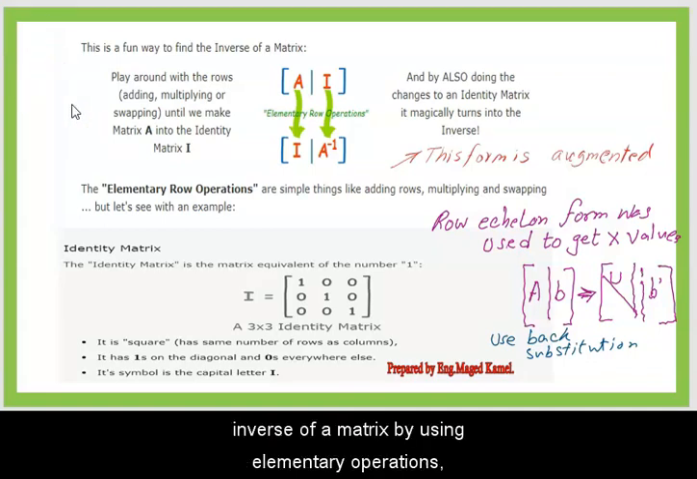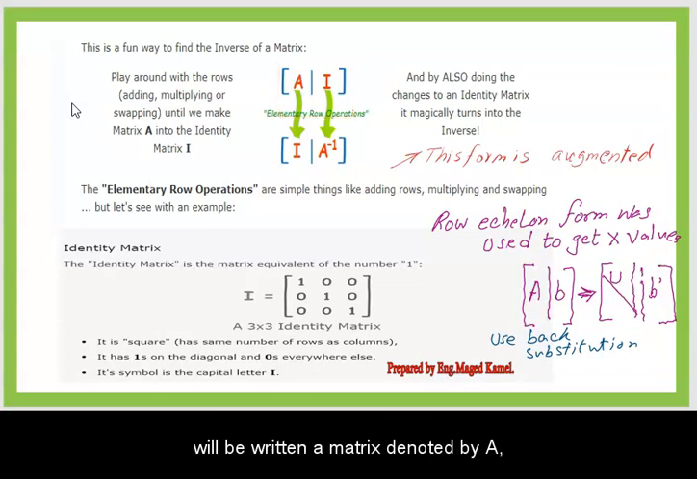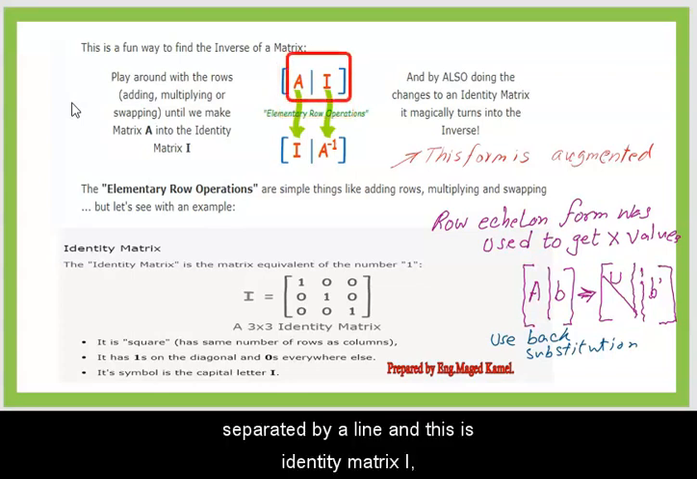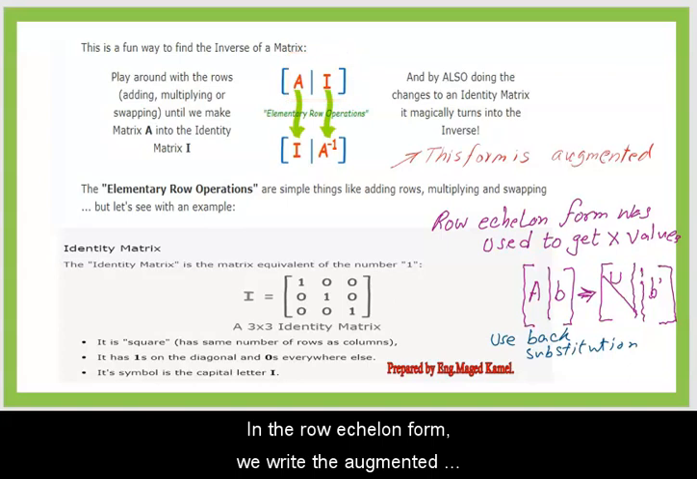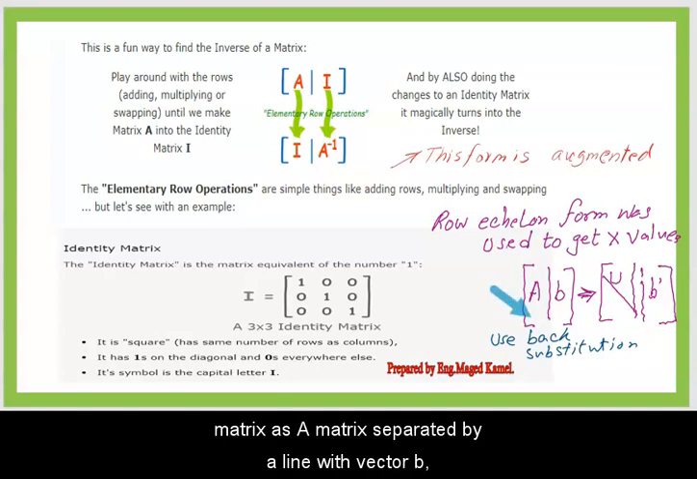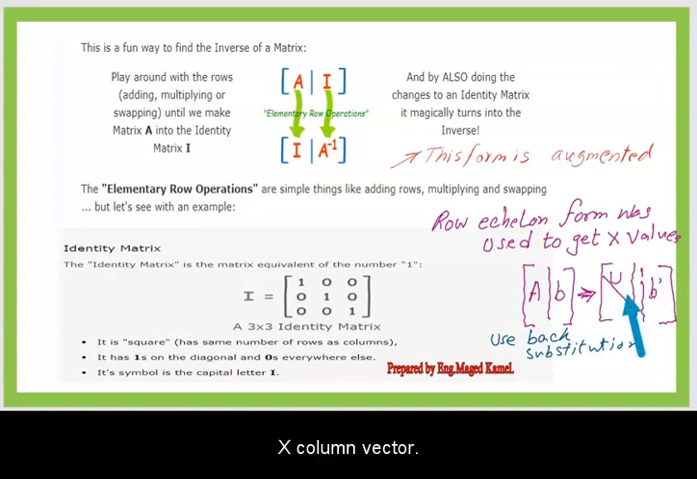We are using the augmented matrix. On the left-hand side will be written the matrix A, denoted by capital A, separated by a line, and this is the identity matrix I. The identity matrix is as shown. In the row echelon form, we write the augmented matrix as matrix A, separated by a line with vector B. We do elementary operations and convert matrix A to a new upper matrix, and we use back substitution to get the value of the X column vector.